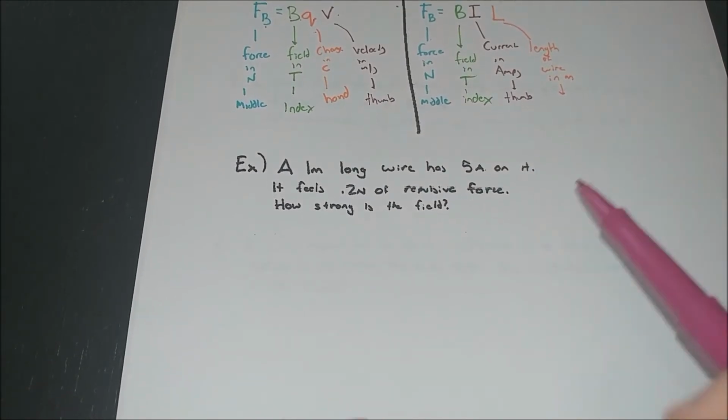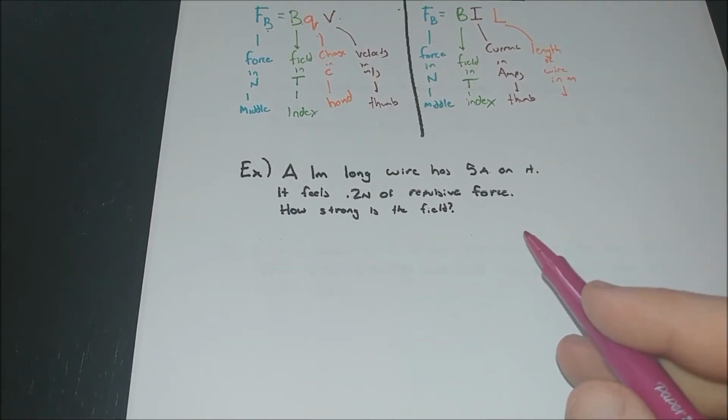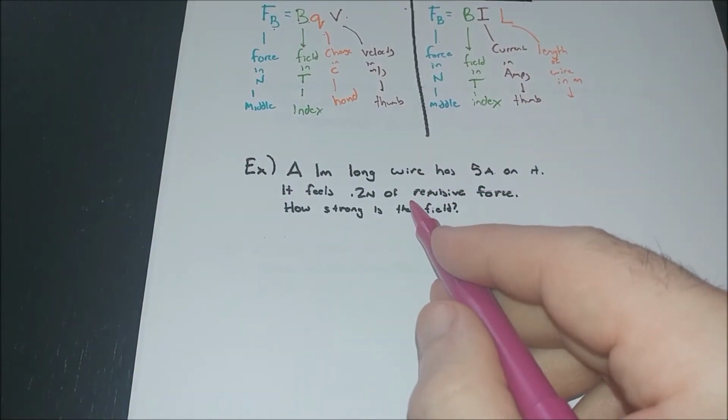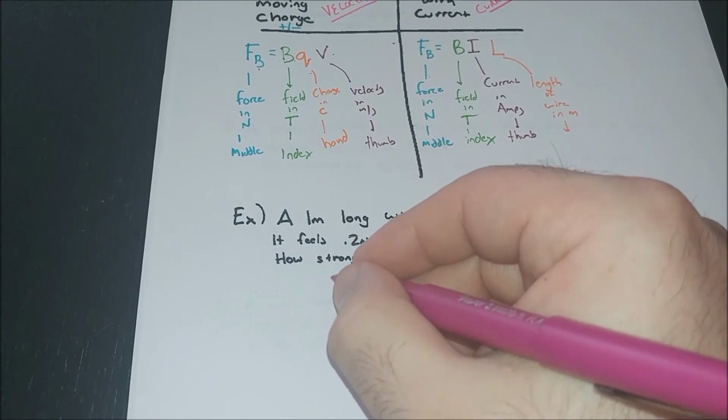As for your first quick example, a 1 meter long wire has 5 amps on it. It feels 0.2 newtons of force. How strong is the field? This is a wire, so I'm going to use this relationship right here.